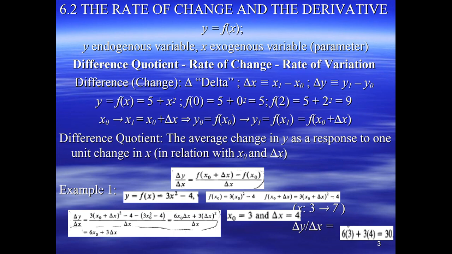We have a primitive function, y equals f of x. This is called primitive function because all starts by this. So this is the function modeling the behavior of the model. Y equals fx or f of x. So y is an endogenous variable and x is an exogenous variable or parameter.